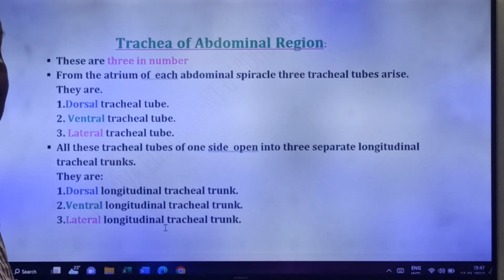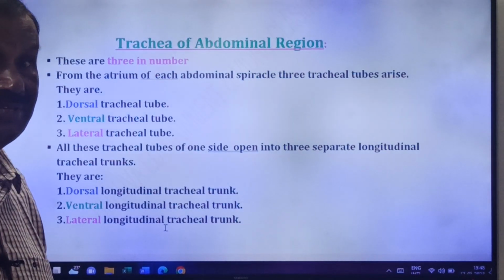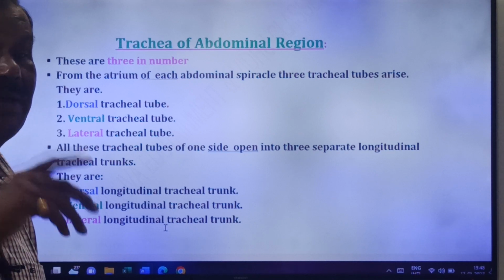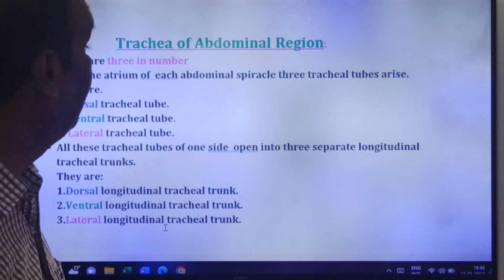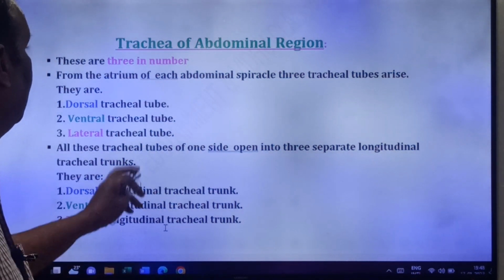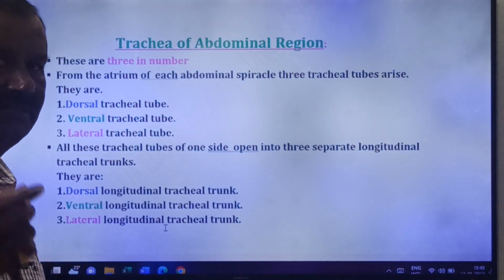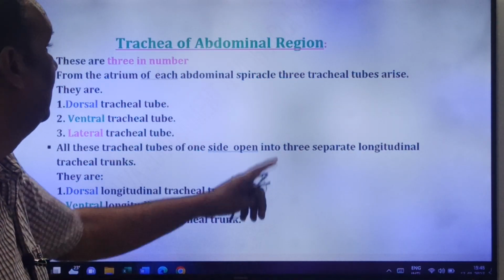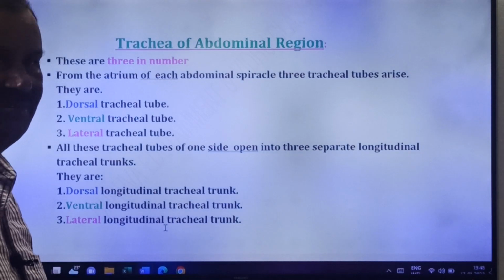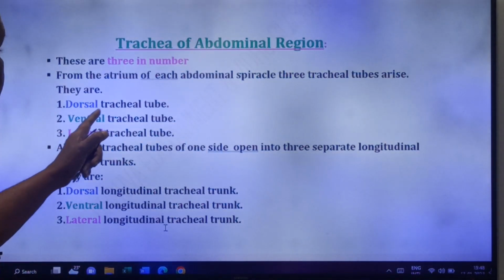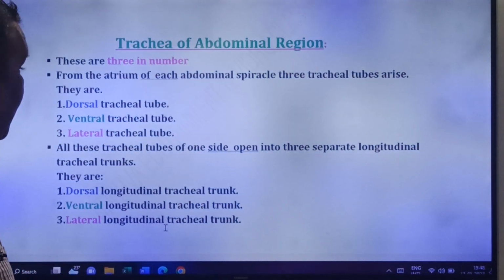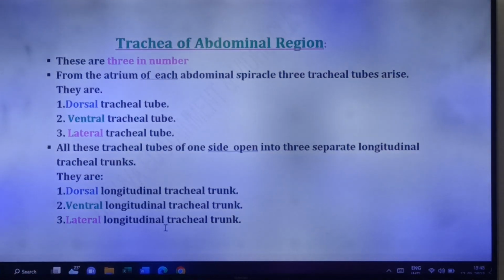Now come to the trachea of the abdominal region. Friends, abdomen has 10 segments. It has 8 pairs of spiracles. Now see, friends, these trachea are only 3 in number. In the thoracic region, many trachea are there, but here only 3 are there. From each atrium of spiracle of the abdomen, these 3 tracheal trunks arise. What are they, friends? They are dorsal tracheal tube, ventral tracheal tube, and lateral tracheal tube.